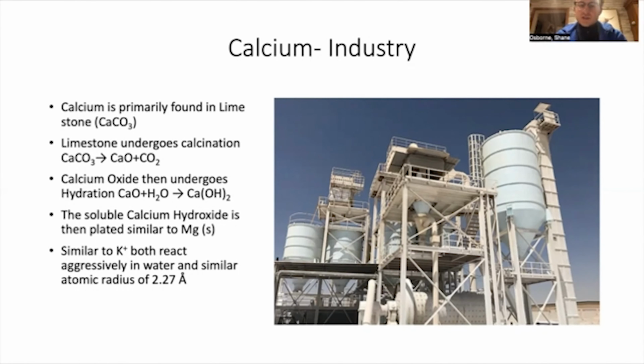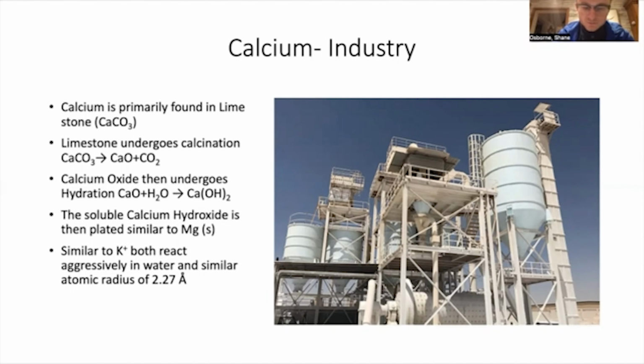And calcium is most similar to potassium, as they both react aggressively with water and have a similar atomic radius, where potassium's is 2.27 angstroms. And here we can see a calcium processing plant in this picture.